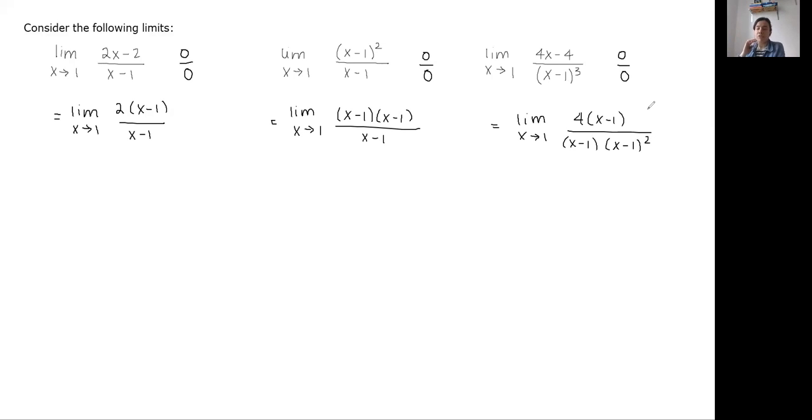Right, so lucky for me, in all of these cases, I was able to factor things out in such a way that here I'm able to simplify, and this gives me the limit of 2, which is just equal to 2. Here, I'm able to simplify, and this gives me a limit that is equal to the limit of x minus 1, which just gives me 0. And this is the same as the limit when x goes to 1 of 4 over x minus 1 squared. This is equal to what?